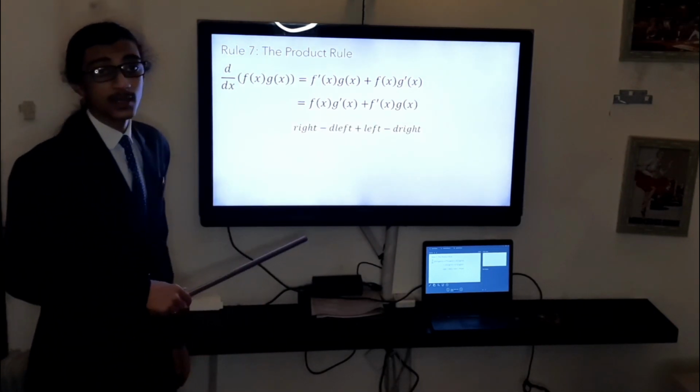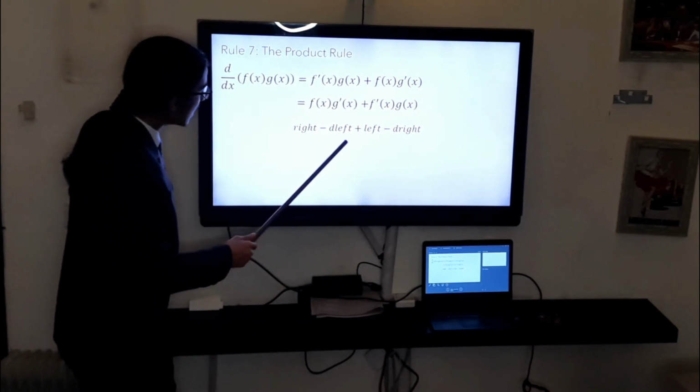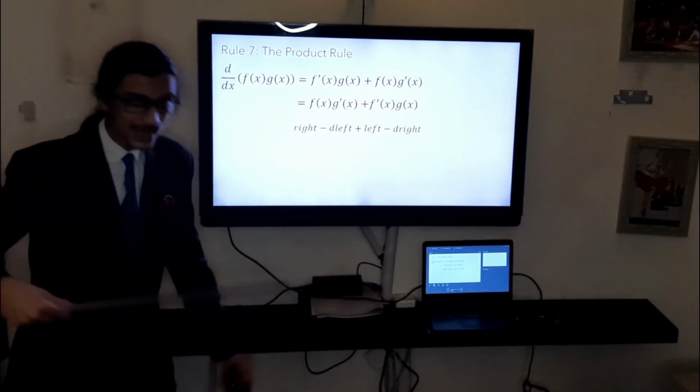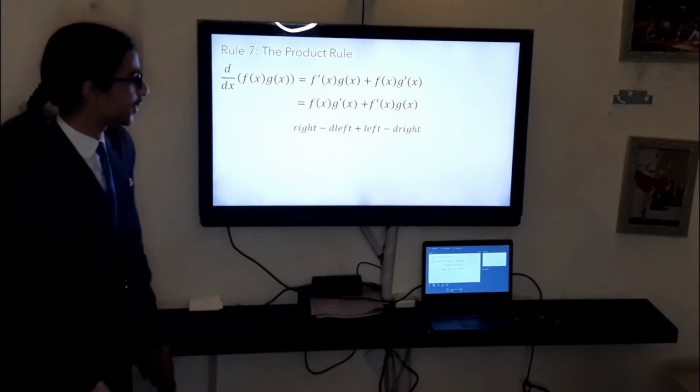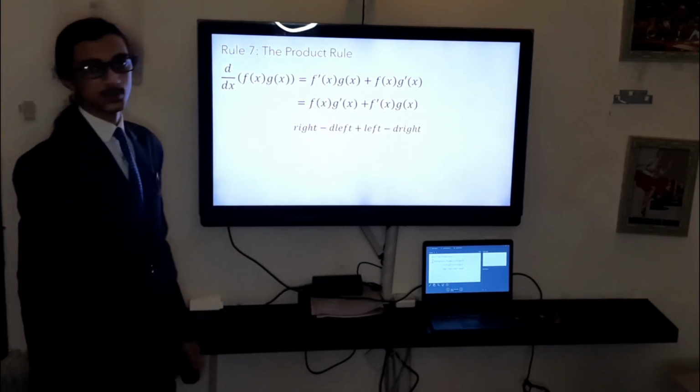This is invented by 3Blue1Brown, Grant Sanderson. Please check him out in case you're interested. So it's right d left and left d right. Right d left plus left d right. And of course, d in this case represents the derivative, right? That's for the second version. And you can use first, second, whatever suits you. I tend to prefer to use the first.